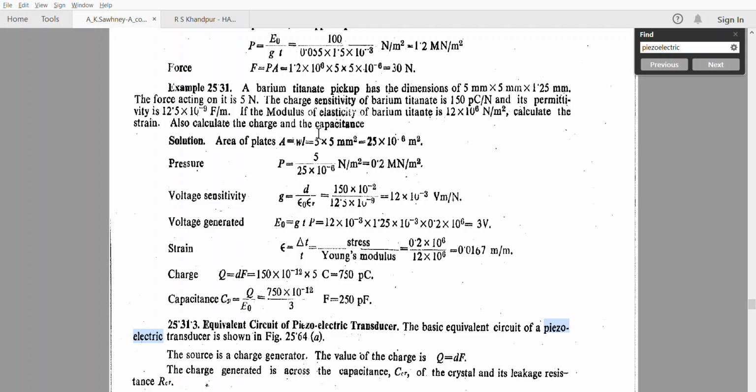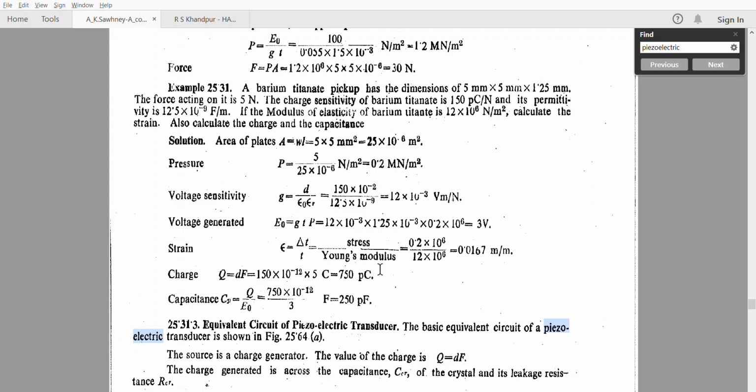Because charge and capacitance are the equivalents required for you to design your amplification circuits. So area of the plates A equal to W into L, which is given by 25 into 10 power minus 6 meters squared. Pressure, the force by area, you will result in 0.2 mega Newton per meter squared. And what is voltage? D by epsilon 0 epsilon r. The permittivity complete is given as 12.5. Substitute it, you will find the voltage sensitivity, then use the voltage sensitivity, pressure and thickness values to find the voltage generated, and then find the strain from the Young's modulus equation.